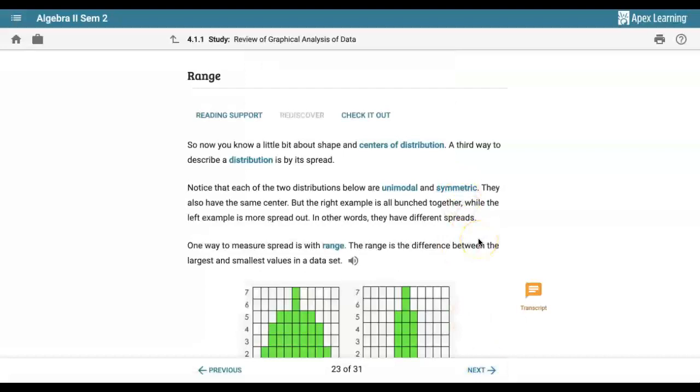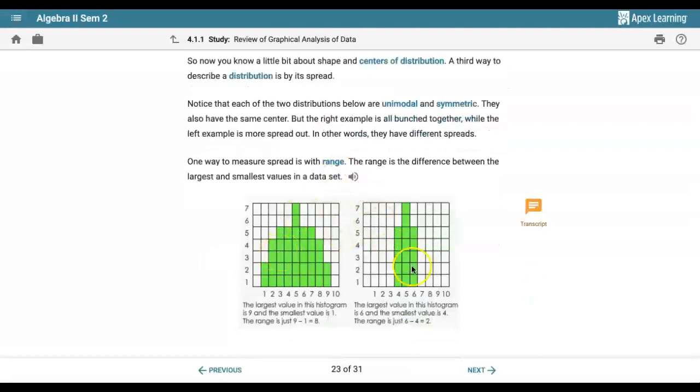Okay, so then moving forward a little bit, we've got range. Range is talking about the spread of our distribution, the spread of our points. If we look here, both of these are unimodal, both of these are symmetric, they have the same center point. But this first one obviously looks a little bit more spread out, or wider, versus this one where it's all bunched together.